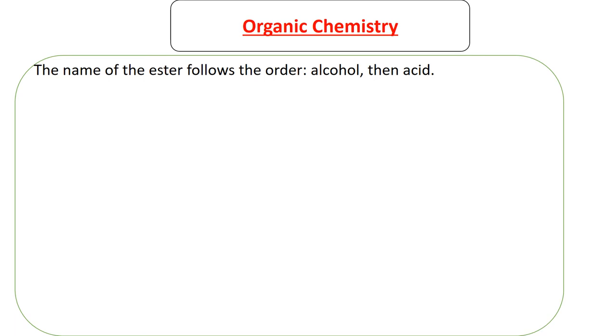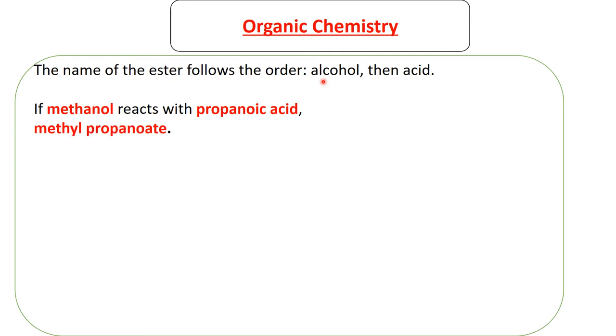So now the important points. The name of the ester follows this order. To name an ester, you have to get the alcohol, then the acid: the alcohol that makes up that ester, and the acid that makes up that ester. For example, if methanol reacts with propanoic acid, then the ester that's going to be formed is going to be called methyl propanoate.